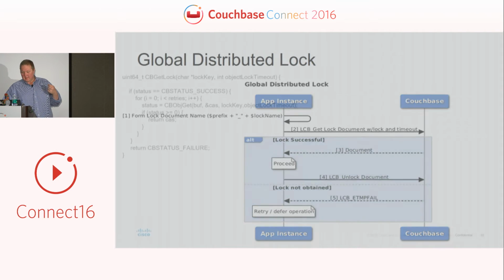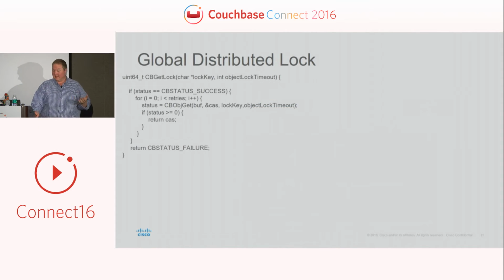The code for this against Couchbase, I referred to our wrapper functions just to have a simpler thing, but it's just a handful of lines of code. Get your lock, or have a wrapper function that basically does a Couchbase object get with the lock key and a lock timeout. And if you get a valid return with the CAS value, you're good. And then when you release it, you just do a set using that CAS value again to release the lock.